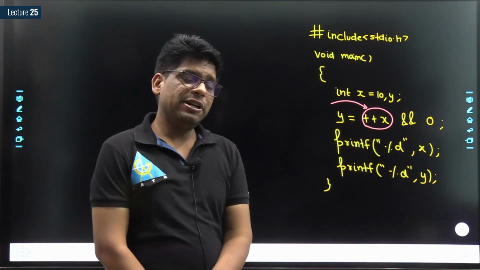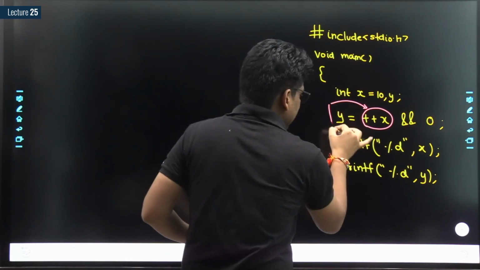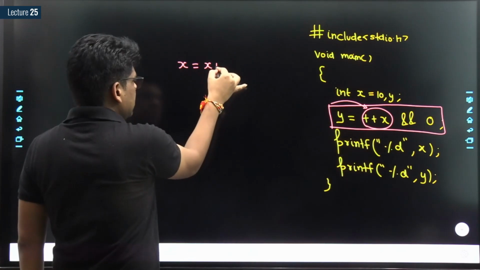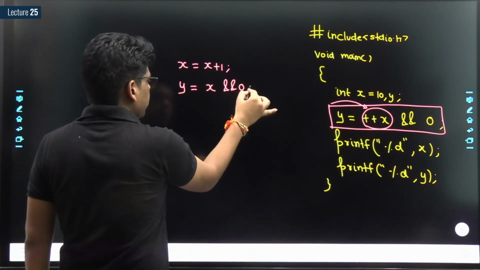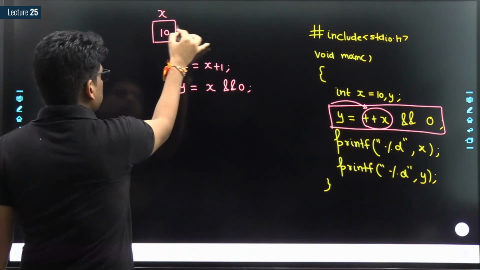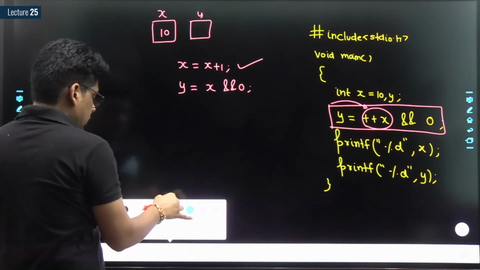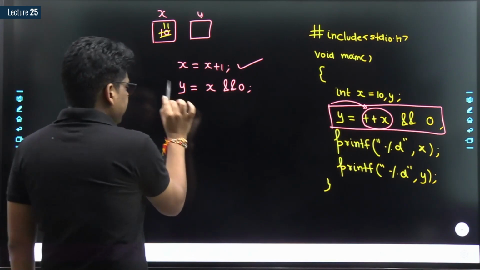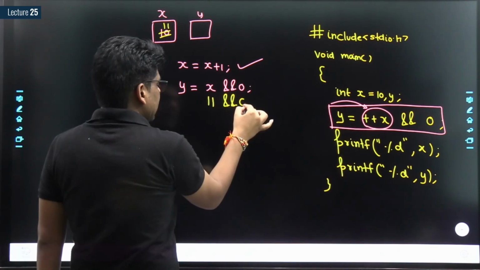Sir, what does pre-increment say? First increment the value, then use it. That means this statement can be divided into two parts. Firstly, x = x + 1 happens. Then y = x && 0. Okay, let's try to figure it out. Sir, previously x was 10 and we have y. When you perform x = x + 1, the value of x is incremented by 1 and it becomes 11.